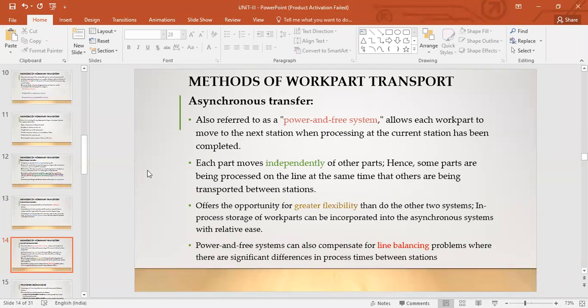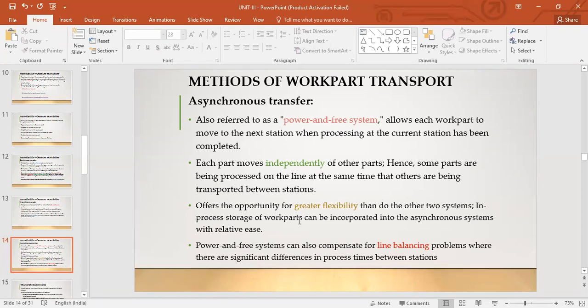And while some parts are being processed on the line, at the same time some parts are transported between the stations. So this is why you can have this independent type of system. You need not have all of them at the same time. They're independent. It offers the opportunity for greater flexibility than do the other two systems. In process storage of work parts can be incorporated into the asynchronous system with relative ease.